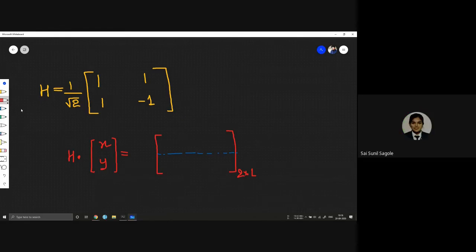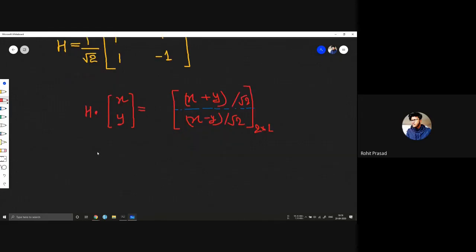One by root 2, x plus y by root 2, x minus y by root 2. So let's see what it does if we take one state like 1, 0. What will this be? It will be x plus y, that's 1 by under root 2 and 1 by under root 2.